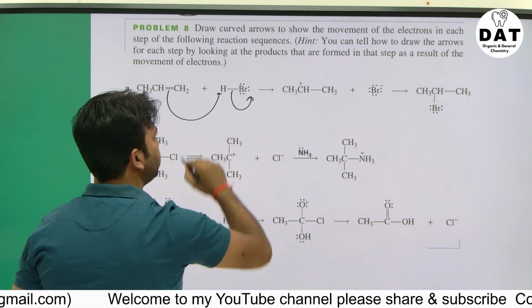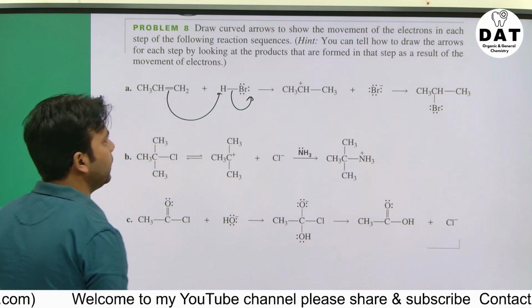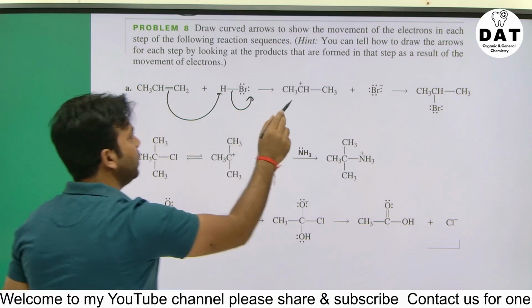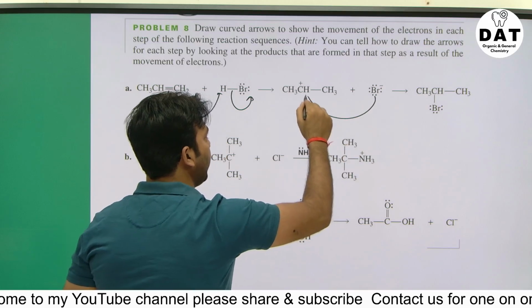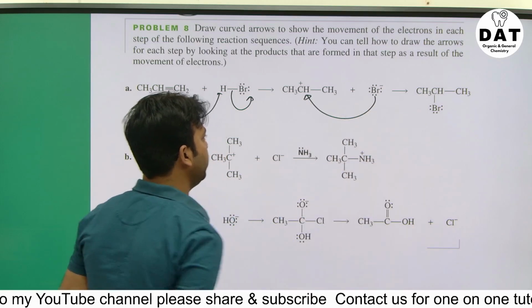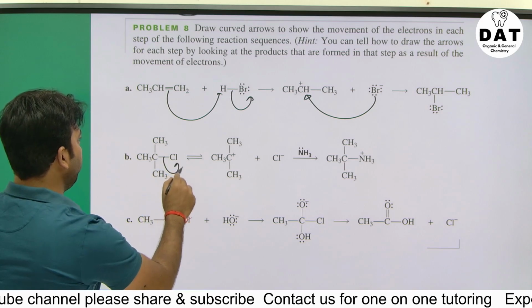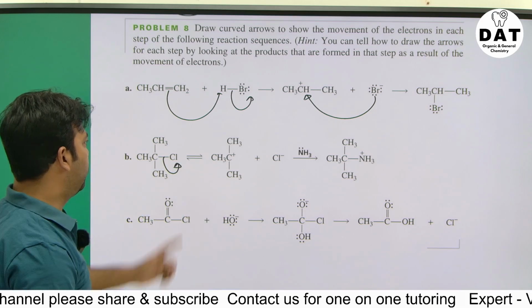I hope it makes sense. Clear? So this is the first step. This carbon has a tail, so it is positive. Now Br is a nucleophile, it attacks this carbon, so there is a bond between them. This carbon-chlorine bond is going to break. That's why carbon is positive and chlorine is negative.